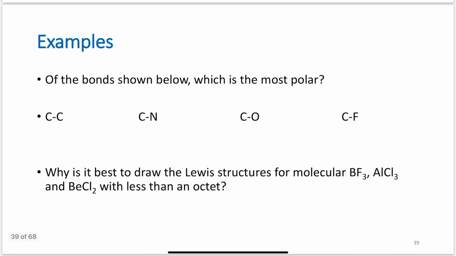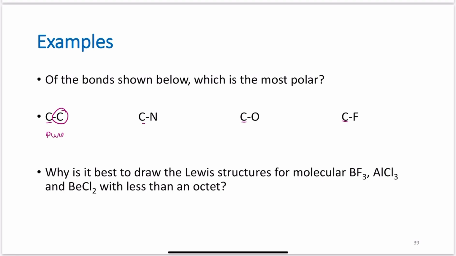So how do you apply this? Well, of the bonds shown below, which is the most polar? Carbon-carbon, carbon-nitrogen, carbon-oxygen, carbon-fluorine. Note, they're all bonded to carbon. So it's all about the difference with carbon. I'm not giving you numbers here, but you can still do it even without numbers because they're all bonded to the same thing. If they weren't bonded to the same thing, no, you couldn't quickly tell me the answer. Numbers would be helpful.